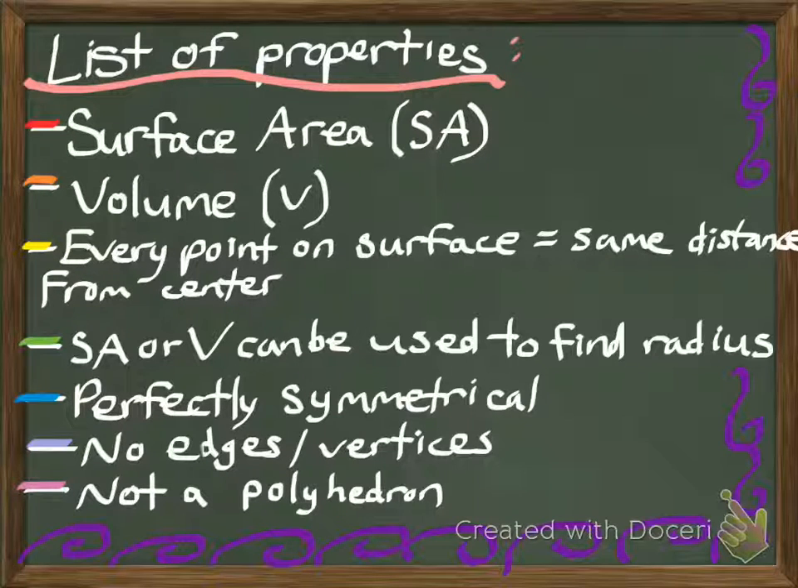The surface area or the volume of the sphere can be used to find the radius using the formulas. And then a sphere is perfectly symmetrical and it has no edges or vertices, which means that it's not flat, and it's not a polyhedron, which we'll go into detail later.